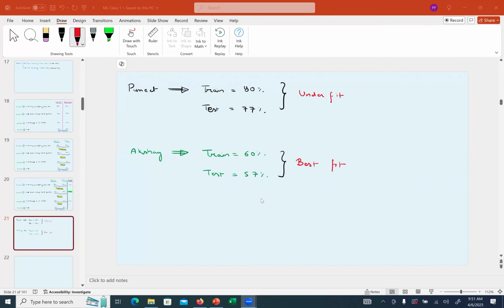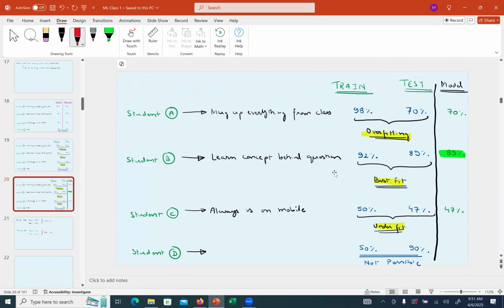In general, the overfitting case is easy to identify. Easy, because in overfitting, all we are looking at is the difference in training and test data accuracy. If the difference is significant, you can call it overfit. If the difference is not significant, you can call it best fit.